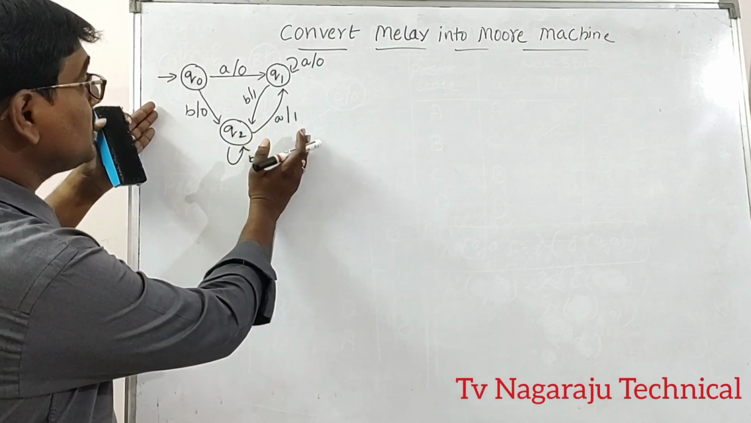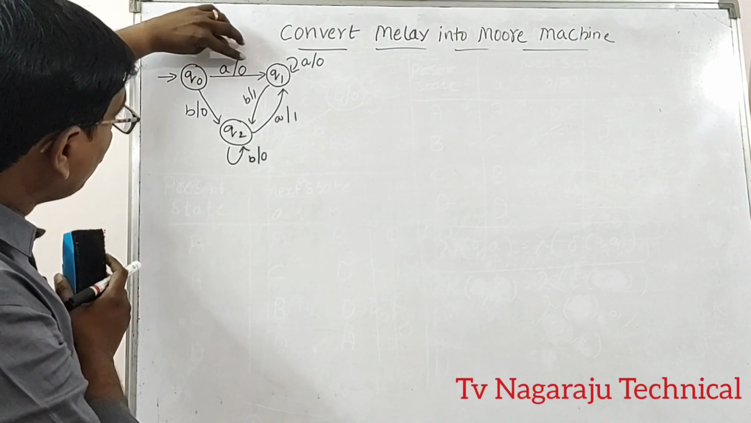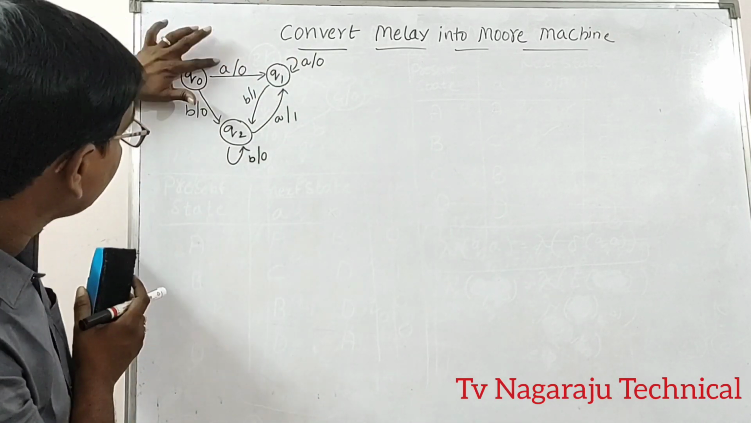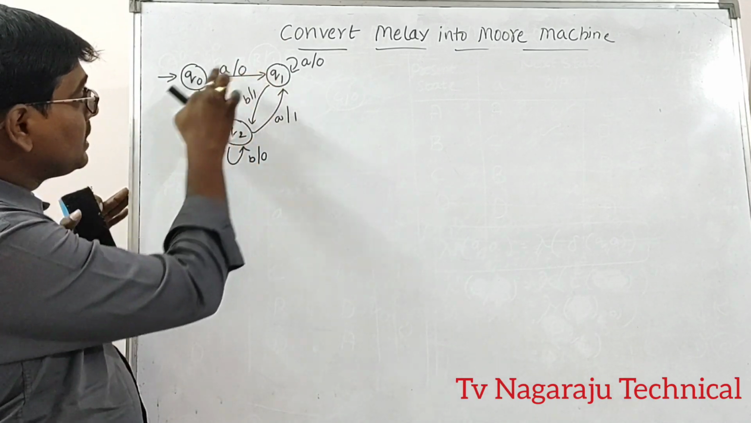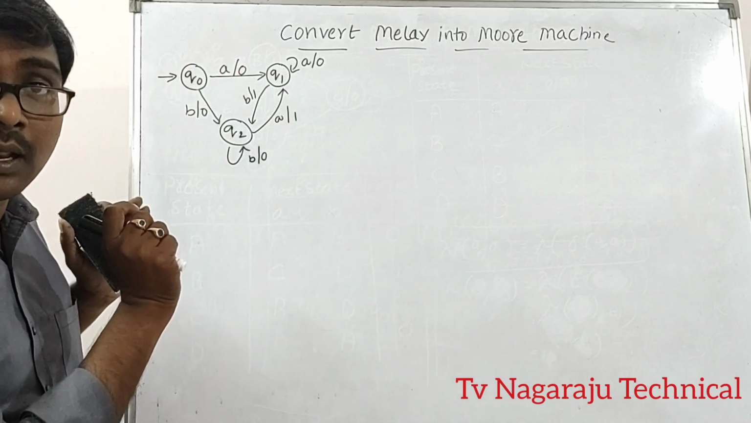Now, this is a Mealy Machine. Now observe here: 0 and 1 are called outputs. A, B are called inputs. The output depends on the state with the input symbol.